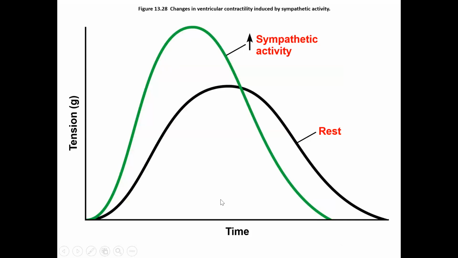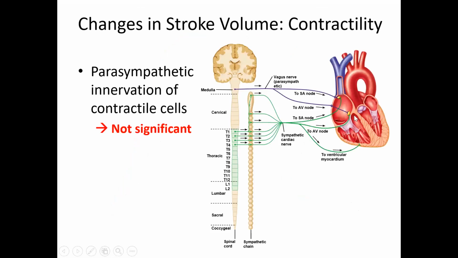And so what we can see here is that if we look at the amount of force that a myocardial cell can produce at rest in a given amount of time, and we compare that to this myocardial cell under sympathetic influence, we see that the amount of tension produced is much more, and the amount of time that it can produce that tension is shorter. So a myocardial cell can produce more force in a shorter amount of time when it has that sympathetic influence, when compared to rest, okay?